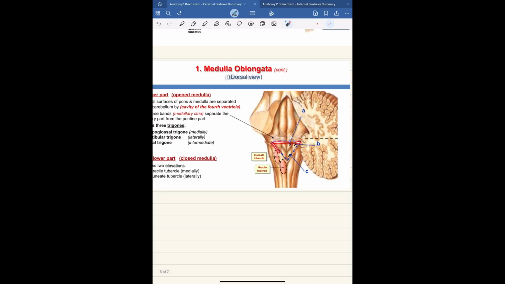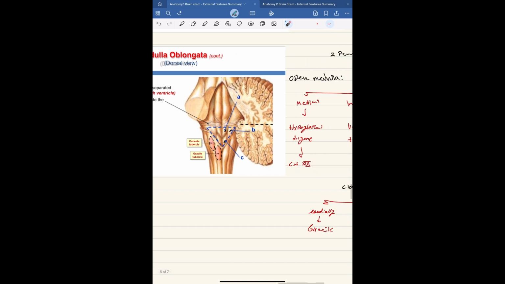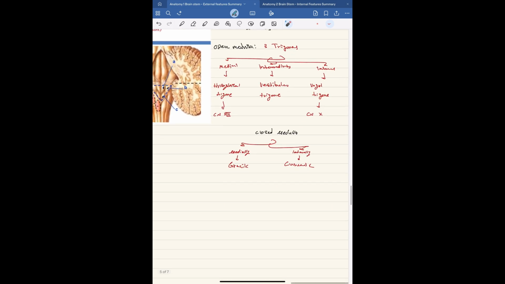Now, by the way, this is the open medulla. Those exist in the open medulla. So when we leave it, we go into the closed medulla. We see the structures of the gracile and cuneate. Gracile tubercle, cuneate tubercle. Right, and this is the information written here.